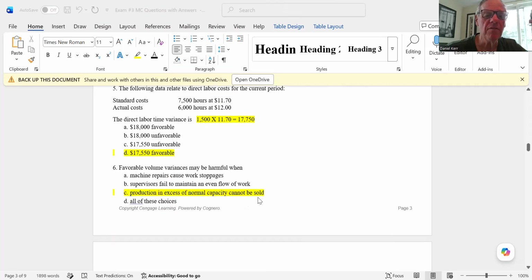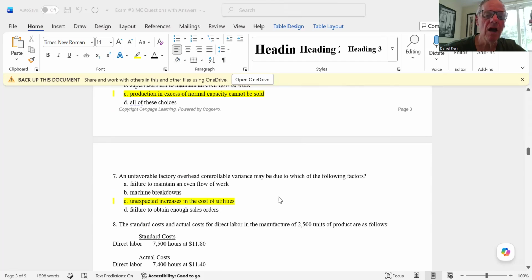Number 6, favorable variances may be favorable volume variances. So a volume variance is when you actually produce more units than the assumption that we made in terms of what full capacity is. So this could be negative. Favorable cost variances may be harmful when the production in excess of normal capacity cannot be sold. So it's great that you produced more than was full capacity, but if you can't sell them, that's a real problem. So the answer there is C.